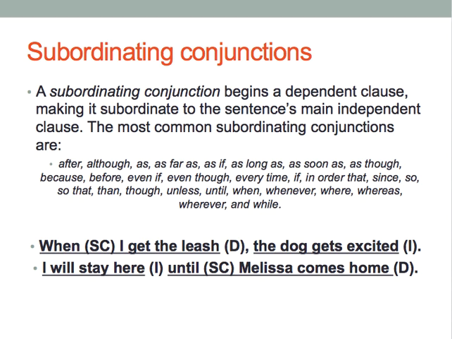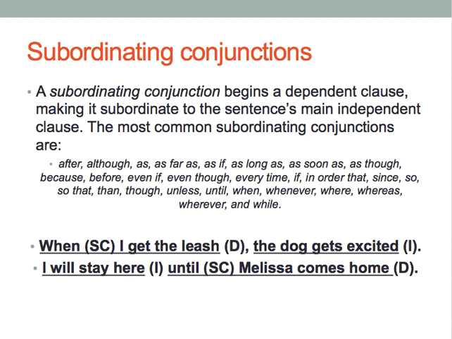There are a lot of subordinating conjunctions in the English language. In our definition here, to say it directly, a subordinating conjunction begins a dependent clause, making it subordinate to the sentence's main independent clause. There are a bunch of them. Here are some of the most common: after, although, as far as, if, as long as. All of these words at the beginning of a clause make it dependent on an independent clause to make sense. They make it subordinate to an independent clause.